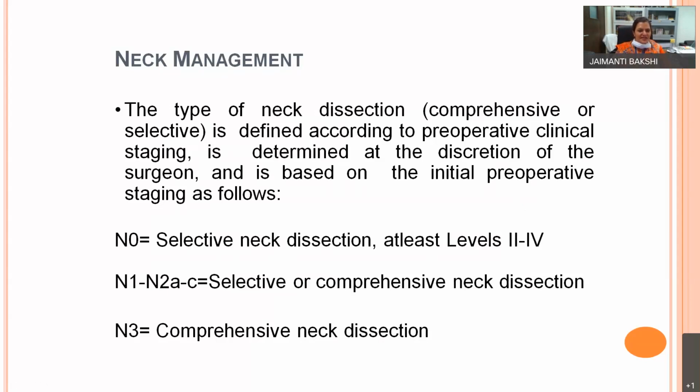For N0 neck, selective neck dissection of at least levels 2 to 4 is sufficient. For N1 to N2A, B and C nodes, selective or comprehensive neck dissection can be done. For N3 nodes, only comprehensive neck dissection has to be done, which includes removal of all lymphatic levels and fibrofatty tissue from level 1 to level 5, with preservation of all three vital structures, including sternocleidomastoid muscle, spinal accessory nerve, and IJV.